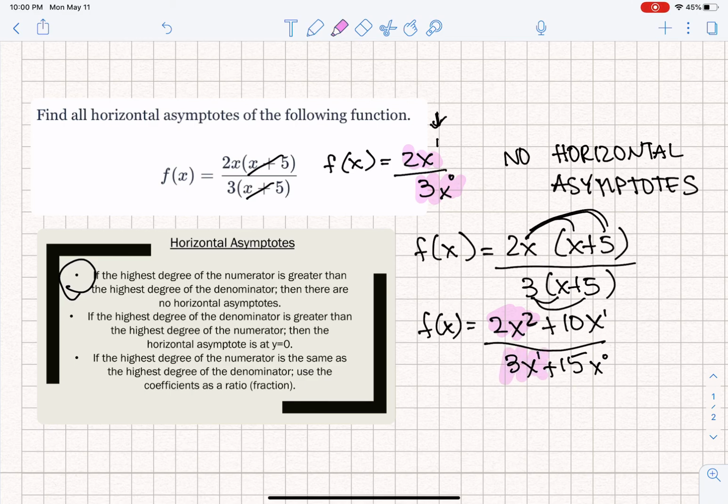So now I compare. Who has the greatest degree, the numerator or the denominator? Well, the numerator is greater, right? Up here, the numerator is greater. So if it's greater, no horizontal asymptotes. Okay, whether you use the simplified version or multiply it out, Delta Math is going to ask you to multiply it out so you can practice it that way.